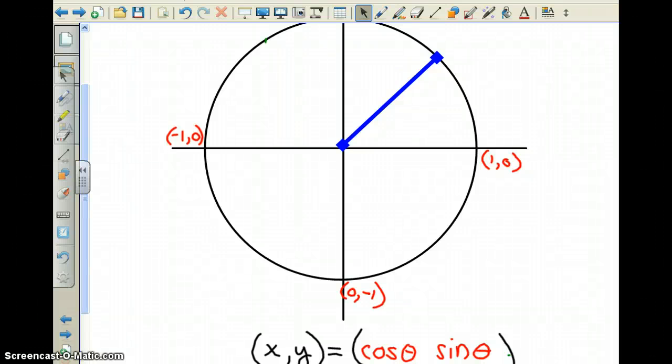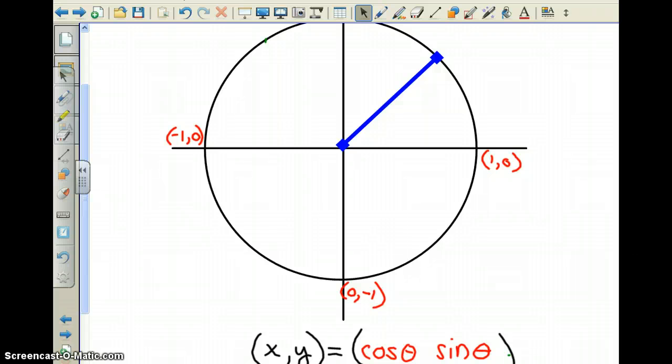Today in class we discovered that every angle of rotation, when it ends on the unit circle, the coordinates of that ending point on the circumference of the circle are a combination of the cos of the angle, comma, the sine of the angle.